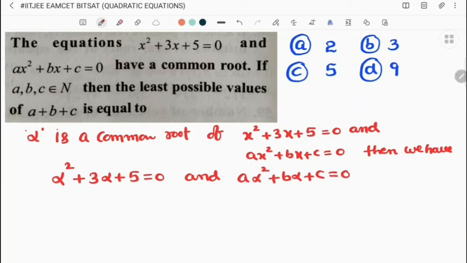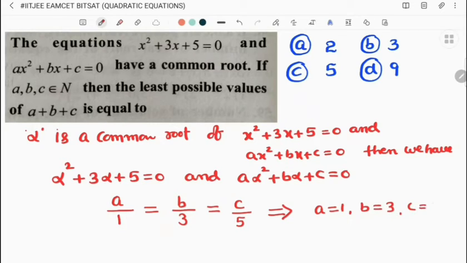So here I am comparing the alpha square coefficients. In the second equation the alpha square coefficient is a, in the first equation it is 1, which is equal to, in the second equation the alpha coefficient is b, in the first equation it is 3, and in the second equation the constant term is c, in the first equation the constant term is 5. They are in proportion. So whenever a by 1 equal to b by 3 equal to c by 5, that implies that a is equal to 1, b is equal to 3 and c is equal to 5.